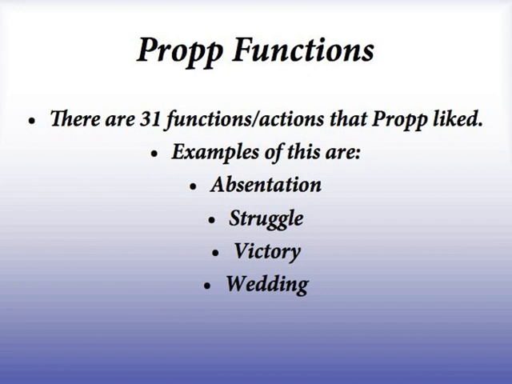Propp also had 31 functions that he thought were typical to a folktale. These are just a few. For example, the struggle would be the hero and villain combating. The victory, villain is defeated. A wedding's normally at the end, and this is where the hero claims his prize, which is normally the princess.